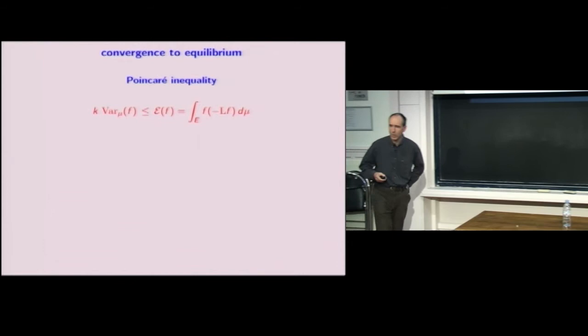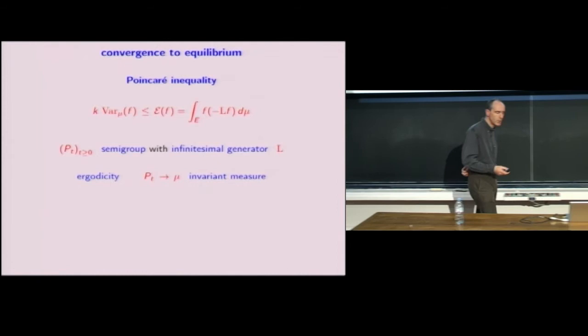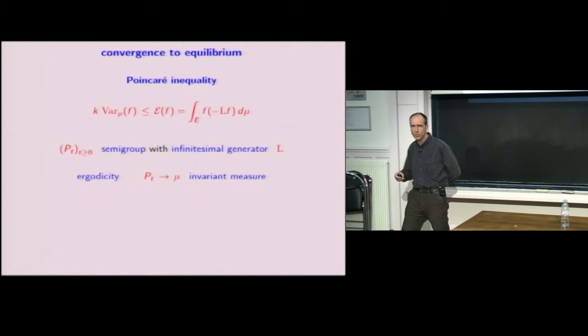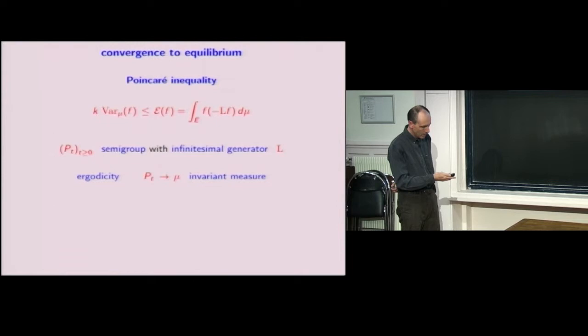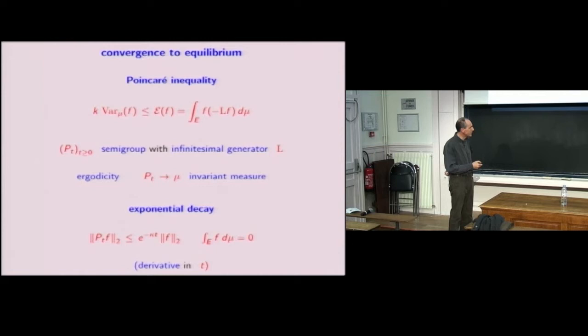that if you consider, given your operator L, the so-called semigroup with infinitesimal generator L that is solving the heat equation associated with L, in reasonable situations you have an ergodic property saying that the semigroup, as t goes to infinity, converges towards the invariant stationary measure. The interest of a Poincaré inequality in this context is that it fully describes the L2 convergence to equilibrium at an exponential rate on functions which have mean zero. And this is a very simple exercise. You simply take the derivative in t of this inequality and, by the very definition of pt solving the heat equation with respect to L, you end up with the Poincaré inequality.